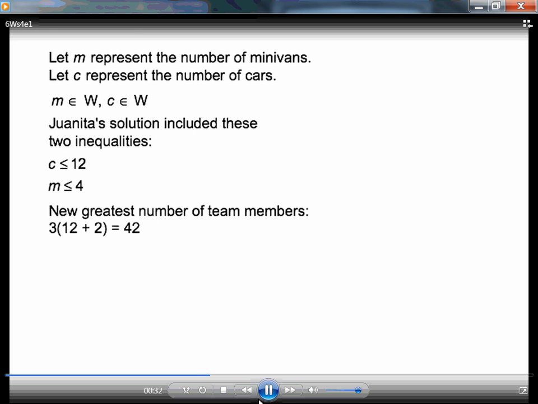I determined the greatest number of team members traveling if there are 12 athletes and 2 coaches on each team. Then I substituted this number, 42, into the inequality that Juanita used to relate the number of cars and the number of minivans to the maximum number of team members. Each car can take 4 team members. Each minivan can take 6 team members. The objective function remains the same.